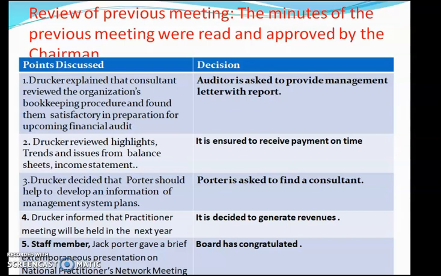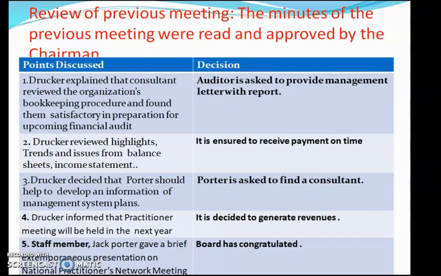For example, the first point discussed is Drucker explained that consultant reviewed the organization's bookkeeping procedure and found them satisfactory in preparation for upcoming financial audit. The decision taken here is auditor is asked to provide management letter with report. The second point discussed is Drucker reviewed highlights, trends and issues from balance sheets, income statement. The decision taken here is it is ensured to receive payment on time.